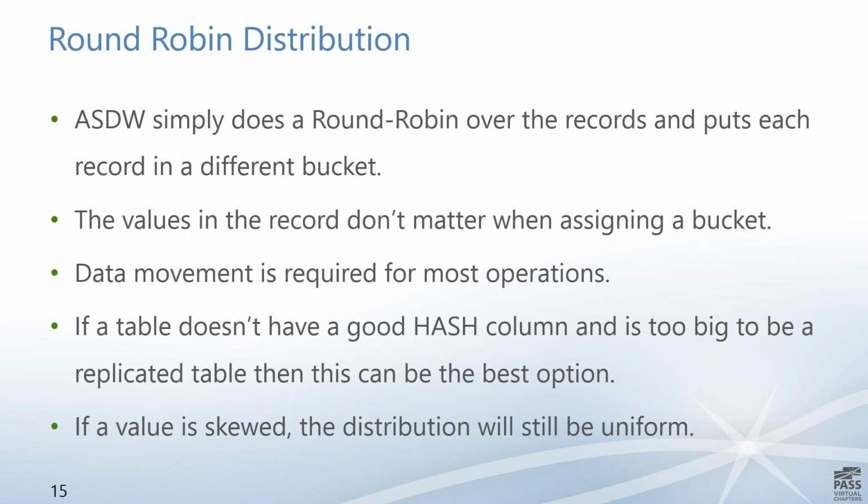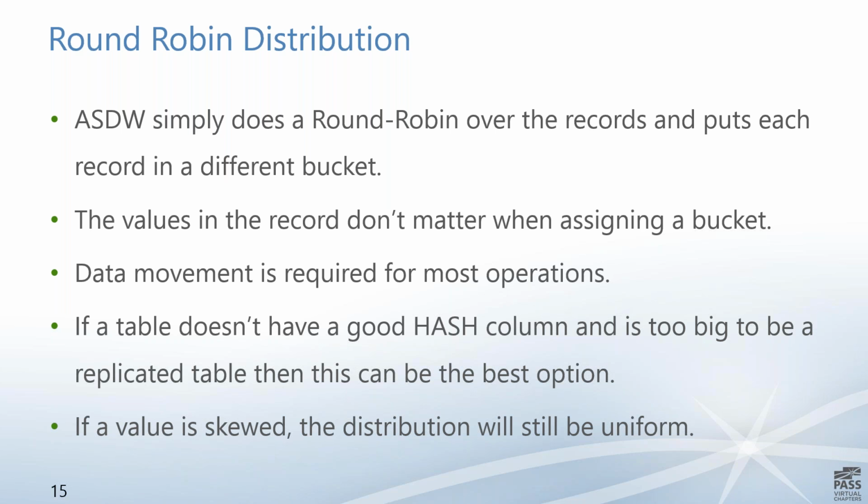Another way to distribute the records is a round robin, as the name says. Simply, the service goes over the data, picks a record, puts it in one distribution, picks the next record, puts it in the next distribution, and so on. It does not matter what values there are in the records. It will just continue doing that over the 60 distributions until all the data has been assigned to a bucket, right?